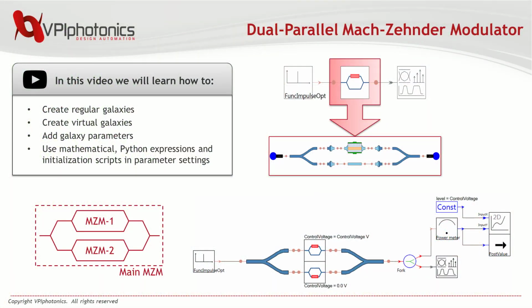Today I would like to focus on three very useful topics: how to do a hierarchical design, define parameter expressions, and use initialization scripts. In this guide, we are going to create a dual parallel Mach-Zehnder modulator that will serve as a basis for creating a final design of the PAM-4 transmitter.